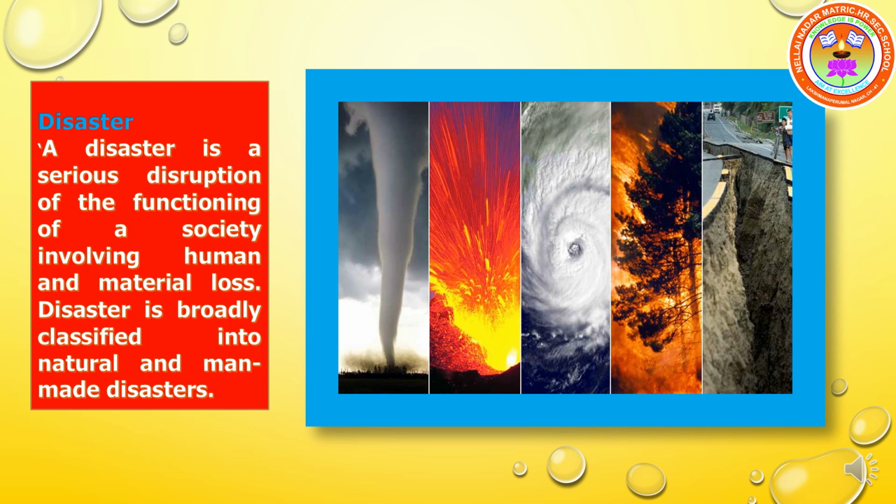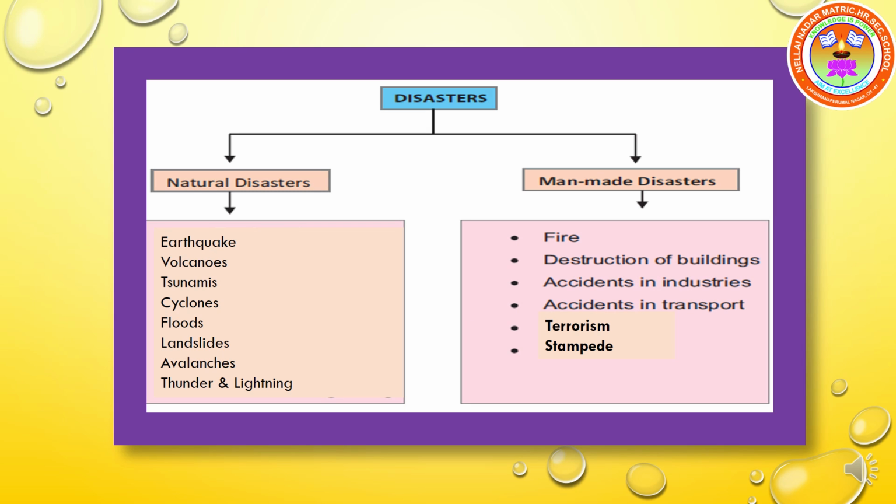Let us see about the disaster meaning. A disaster is a serious disruption of the functioning of a society involving human and material loss. Disaster is broadly classified into natural and man-made disasters.